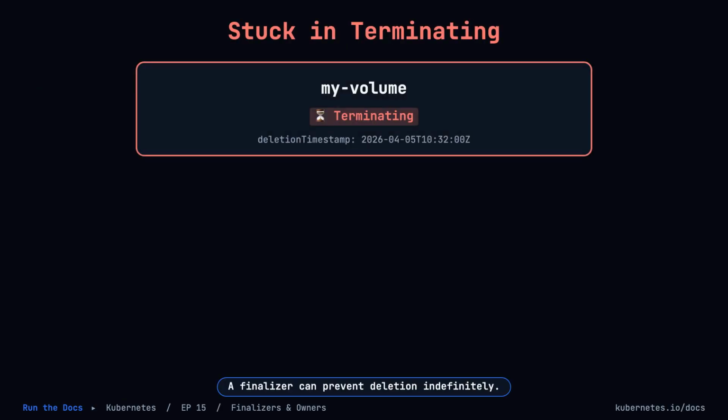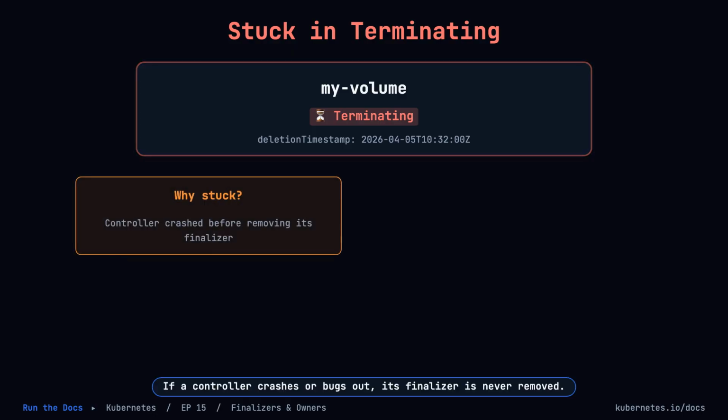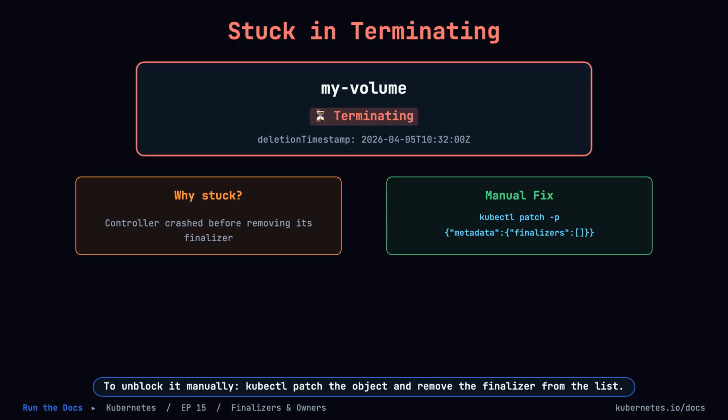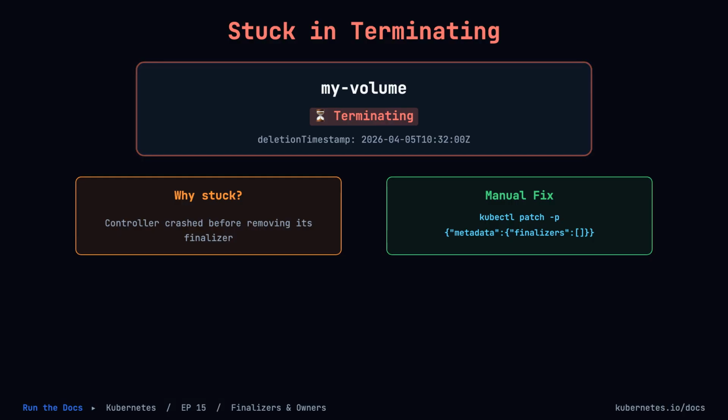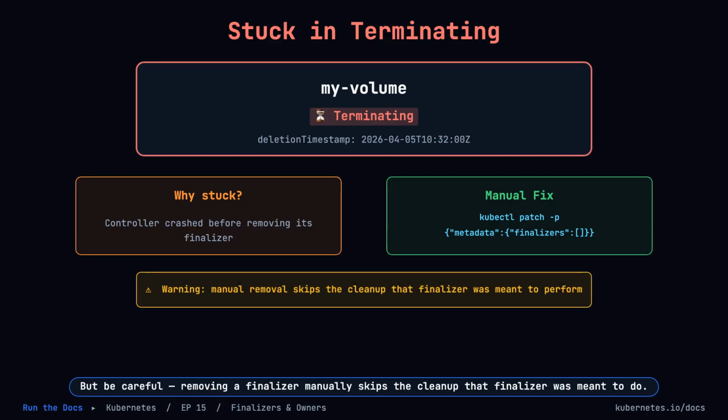A finalizer can prevent deletion indefinitely. If a controller crashes or bugs out, its finalizer is never removed. The object stays stuck in terminating forever. To unblock it manually, kubectl patch the object and remove the finalizer from the list. But be careful, removing a finalizer manually skips the cleanup that finalizer was meant to do.